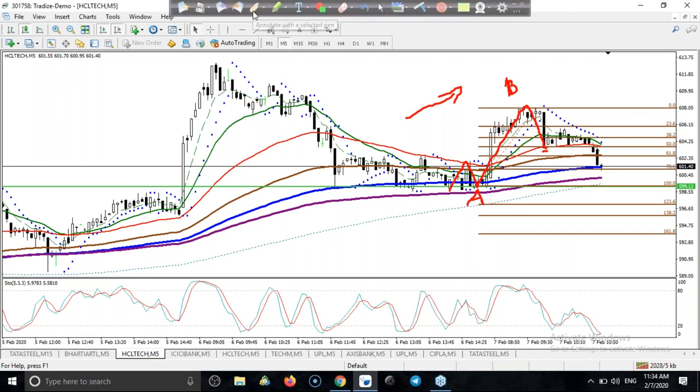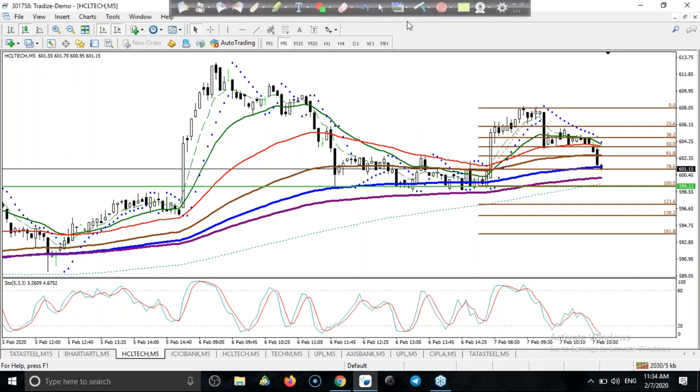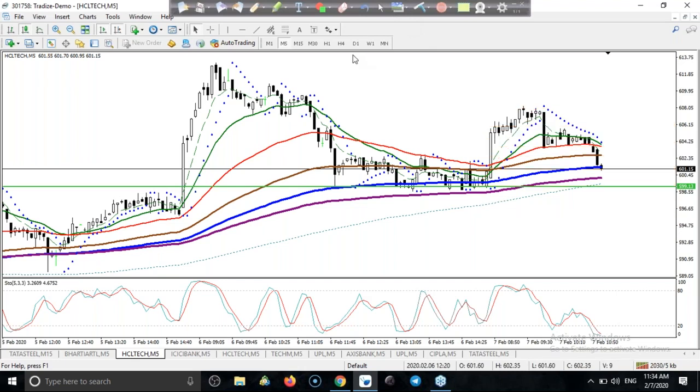Have you seen it? This is a 50% retracement. Exactly, we have seen there is a buy opportunity. Have you seen it? All right, now you can see, and at that time we have seen stochastic giving a buy signal. Have you seen it? This is a buy signal.